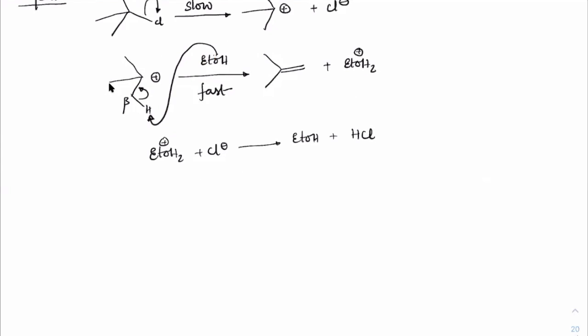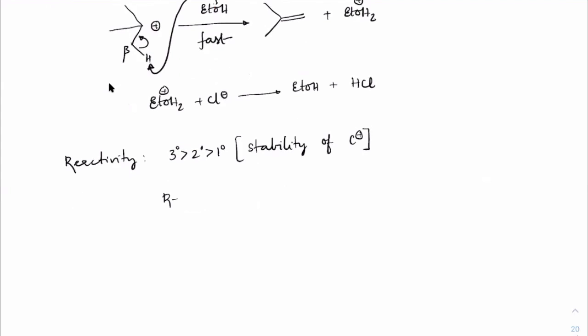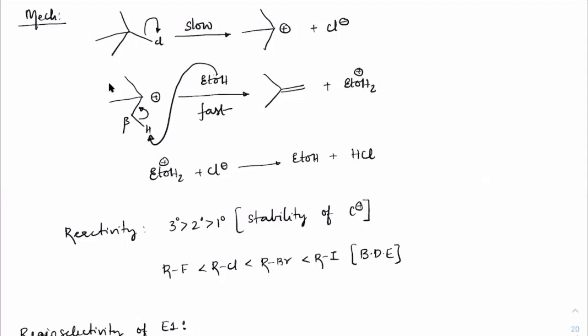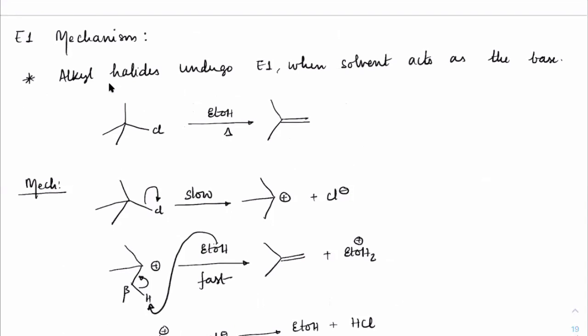If you see the reactivity, it will be tertiary greater than secondary greater than primary, which has to do with the stability of the carbocation. And similarly, if you check RF, RCl, RBr, and RI, if there are different halides, the reactivity depends upon the bond dissociation energy. The biggest difference between E1 and E2 is the base concentration.